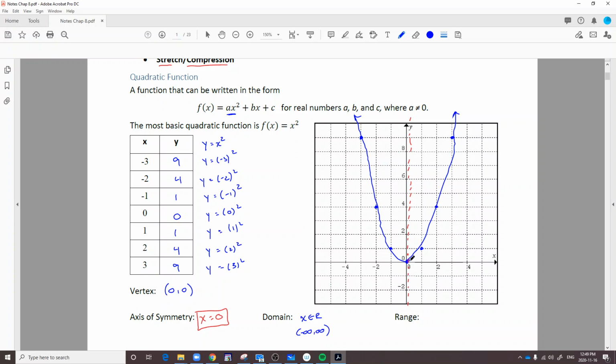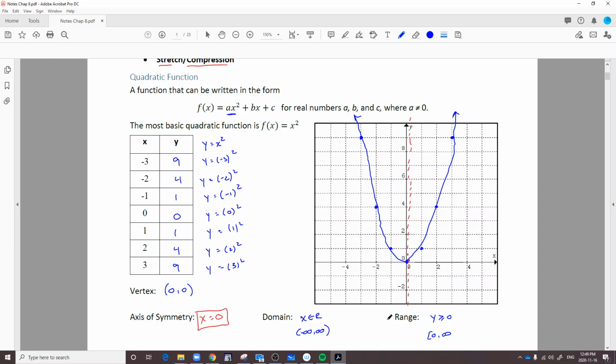The range, however, because it's a y equals x squared graph, you're never going to get a negative y value because you're always squaring the x. So for your basic parabola, your range is going to be y is greater than or equal to 0, or you can put square bracket 0 up to infinity. So this is your basic information. This is the stuff that you should know off by heart. And then what we're going to do is just transform this base graph.